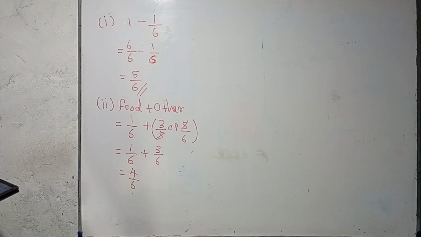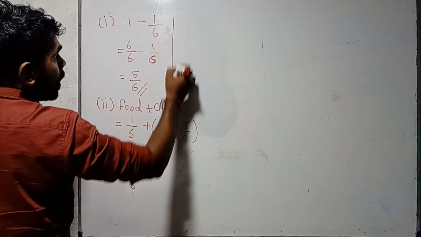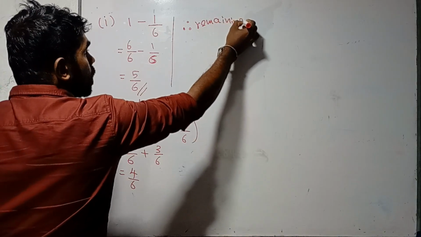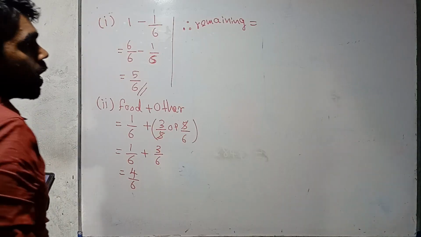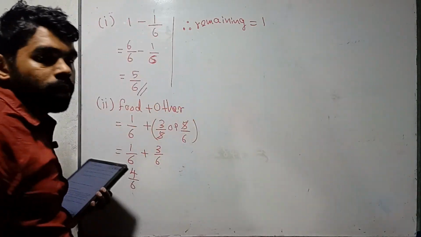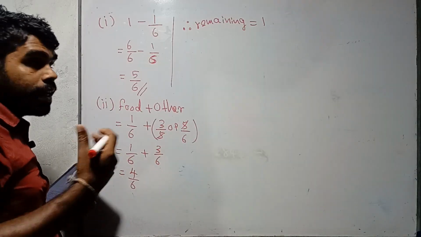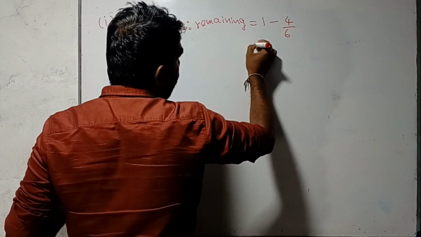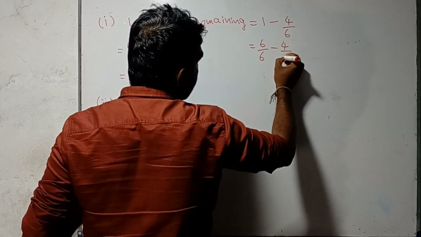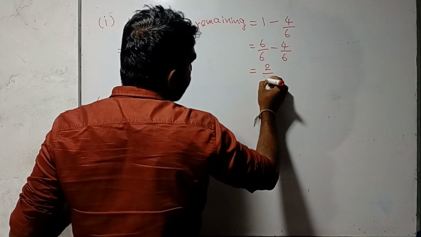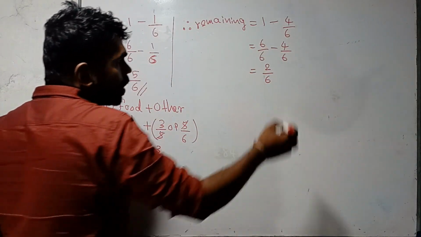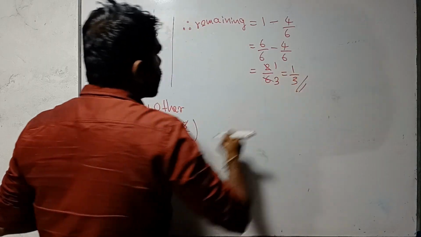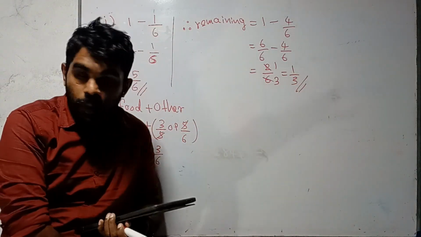Therefore, the remaining amount: again we have to consider that the total amount is 1. It means the portion remaining after paying income tax is 1 minus this amount, 4/6. We can write 1 as 6 out of 6 minus 4 out of 6. 6 minus 4, 2/6. We have to give the answer in simplest form. Then we can cancel out 2 divided by 2, 1. 6 divided by 2, 3. 1/3 is the remaining portion.